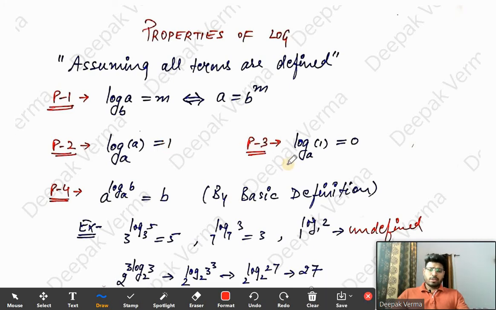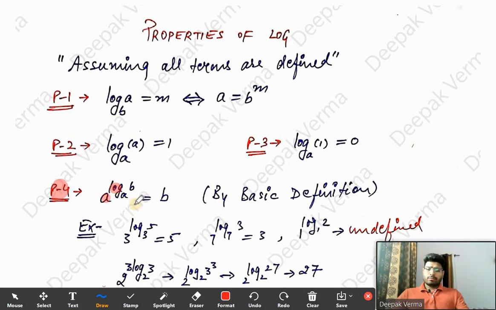Property 3. If we have log 1 to the base a, whenever the argument equals 1, irrespective of its base, whatever the base is, this is always equal to 0. This is like asking: what should be the power of a in order to get 1? That is of course a to the power 0. We know that a to the power 0 equals 1. Is it clear?